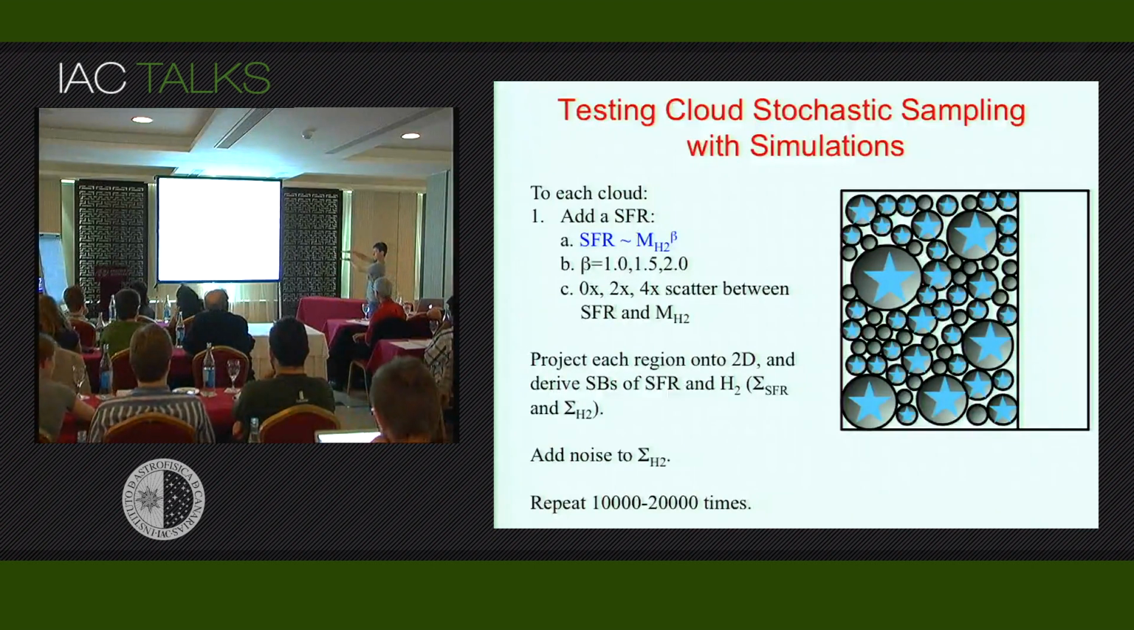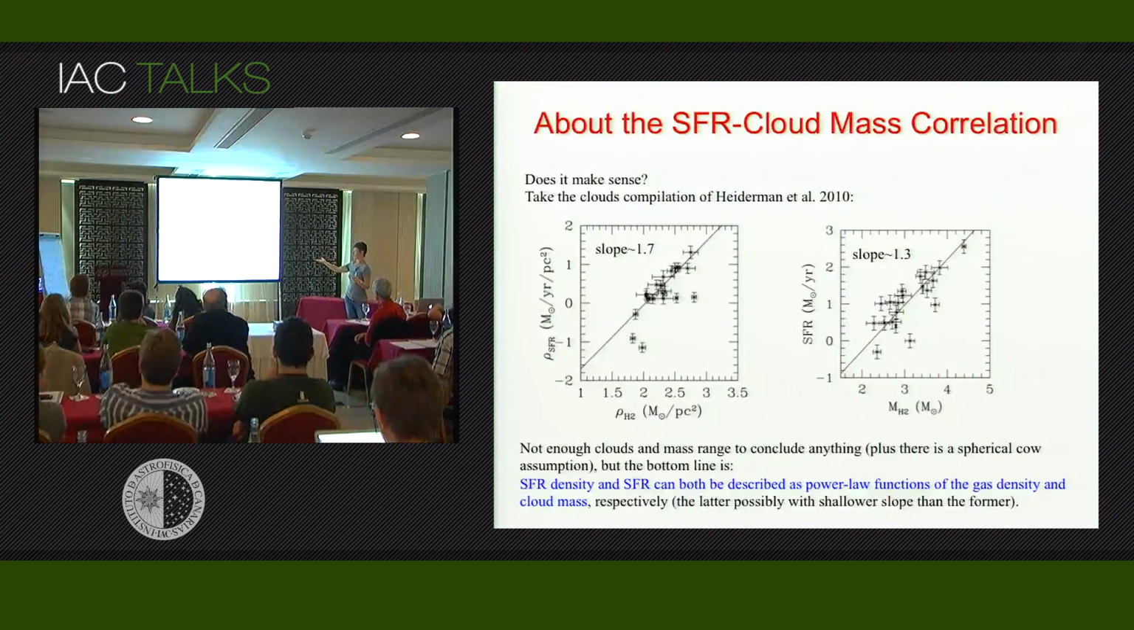We add the noise to the measurement of sigma H2. Why sigma H2 and not sigma SFR? Because sigma SFR is, in most observations, measured with a much higher certainty, much higher signal to noise than sigma H2. Sigma H2 right now is our limitation. And then you repeat for 10,000 to 20,000 times and see what you get.